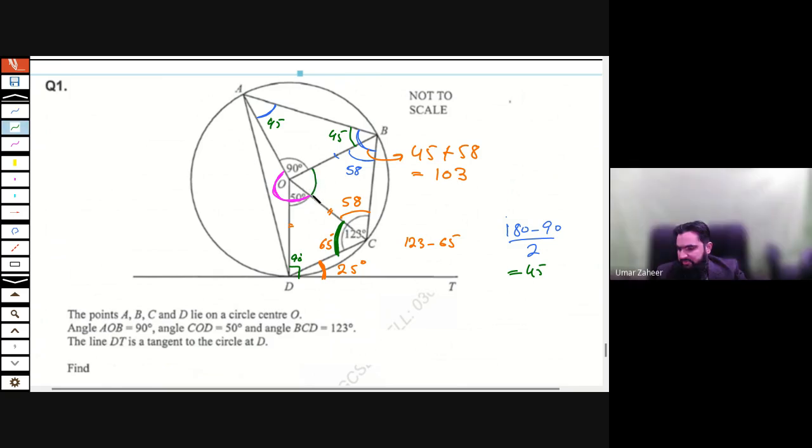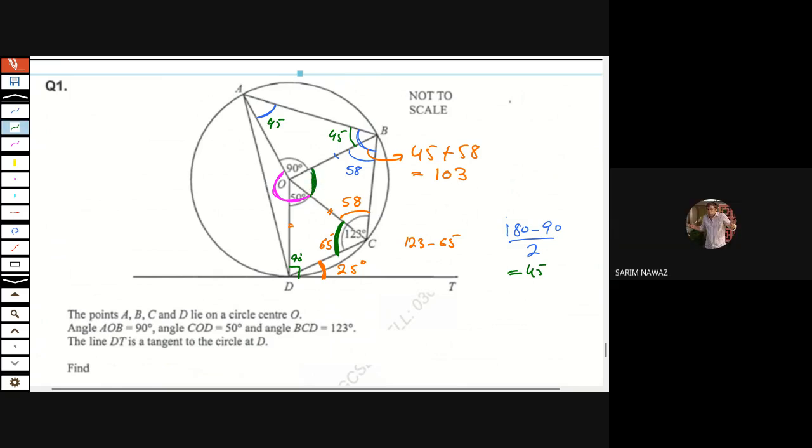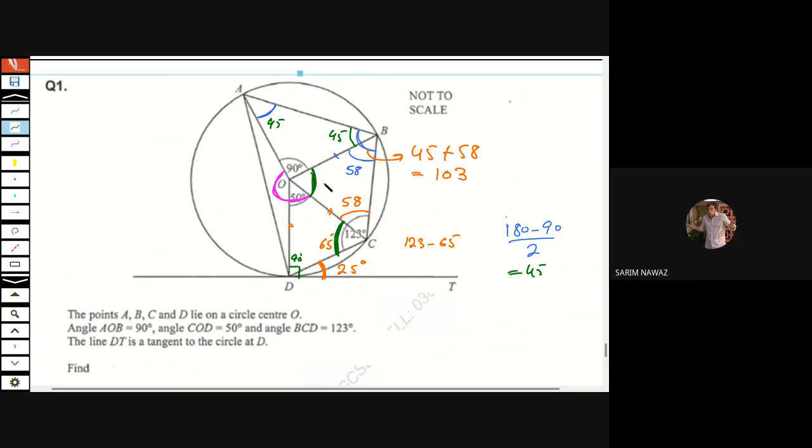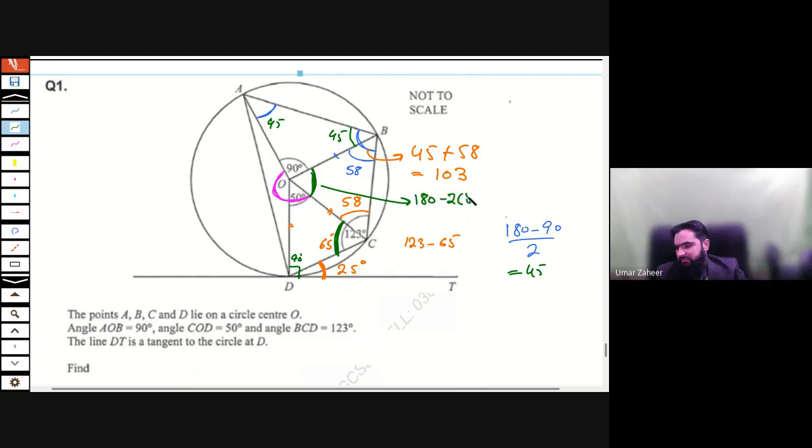You want to find this one first, right? Yes, that will be 64, minus 2 times 58. Yes, that is 64 degrees.